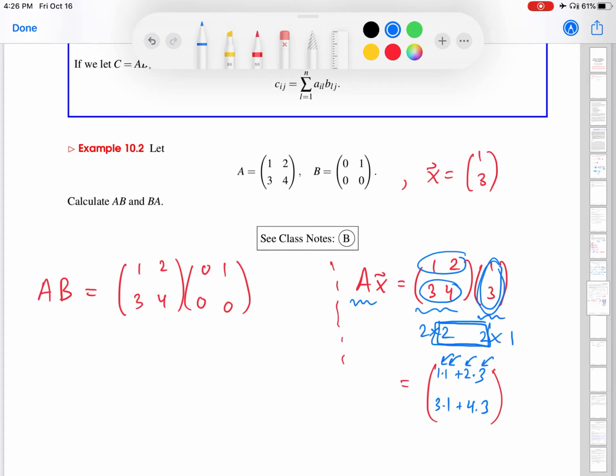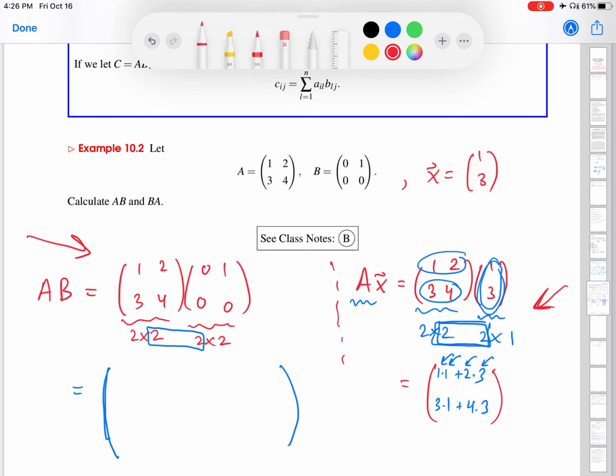Now I'm going to go over here to the left-hand side, back to this original problem, and start off paralleling everything I did over here on the right-hand side. A is a 2 by 2 matrix. B is a 2 by 2 matrix. Similar requirement: these inner numbers have to match in order for me to multiply these two matrices. Why? Because I'm going to get something very similar to what happened in the vector case.